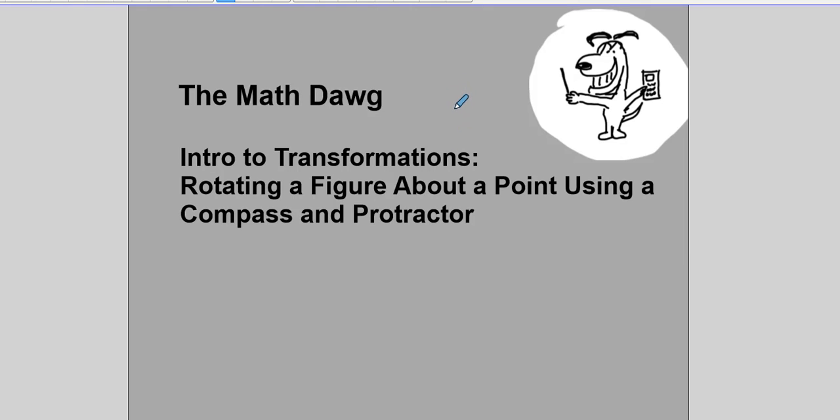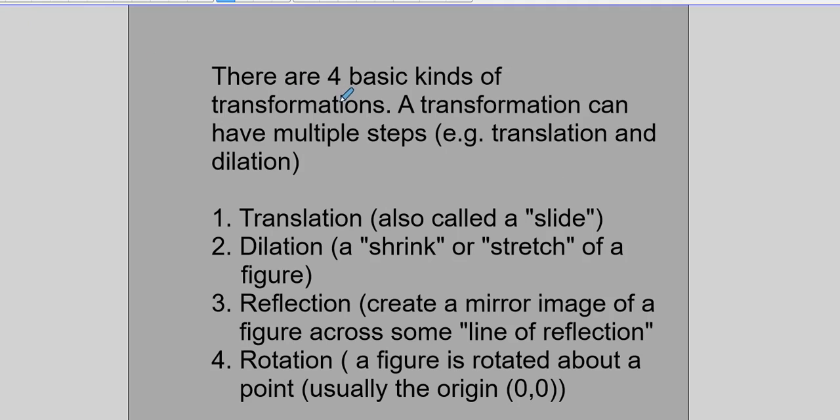So in this video, I am going to continue my series on Introduction to Transformations. And in this particular video, I'm going to rotate a figure about a point using a compass and protractor. So let's get started. Again, if you looked at my previous videos, I've mentioned this before.